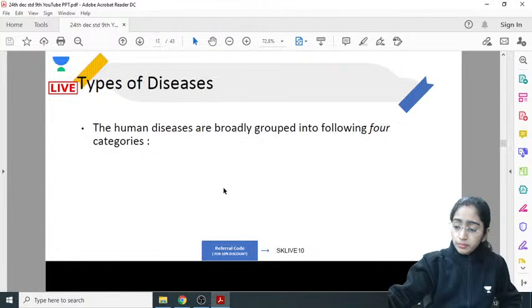Okay. So tomorrow or day after tomorrow, whenever we have the next class, we are going to continue this as part 2 and we'll be dealing with the types of disease. Is it fine? Standard 9, all clear?